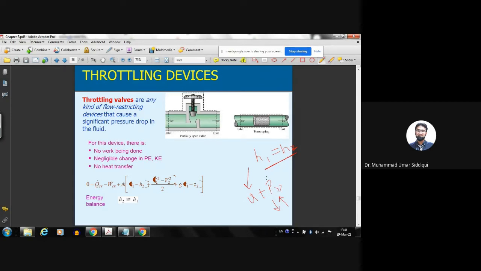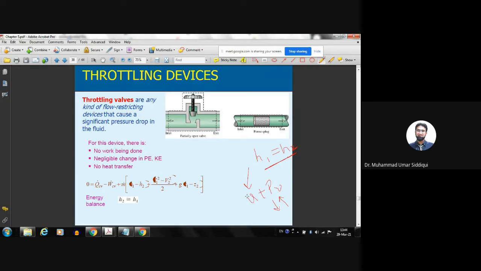So anyways, this is the throttling device. I have also placed a video regarding the throttling device in the Google Classroom for this chapter, chapter number 5. So you can also watch the video where they have shown a specific throttling device, so that you can have an idea how the throttling device works. It's basically a spray nozzle.